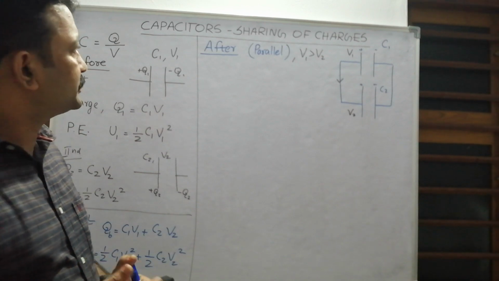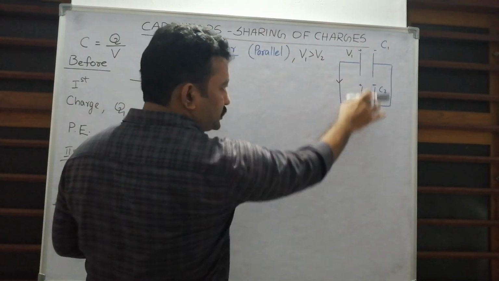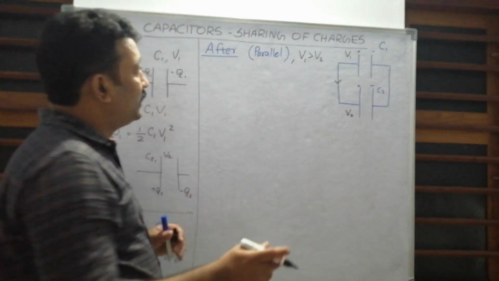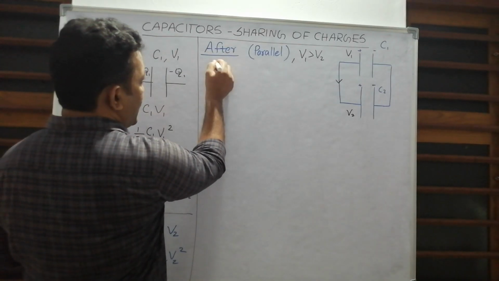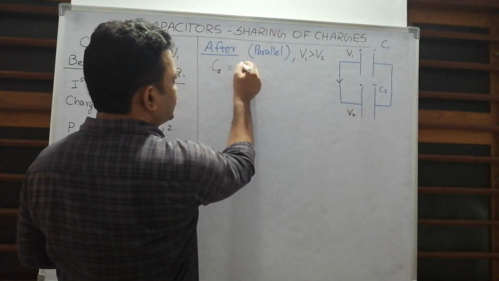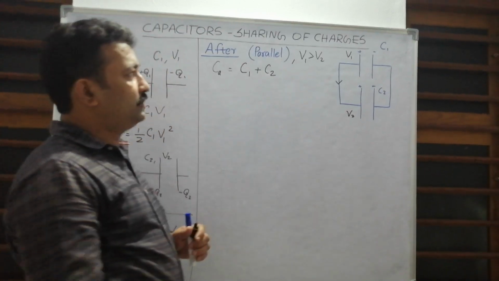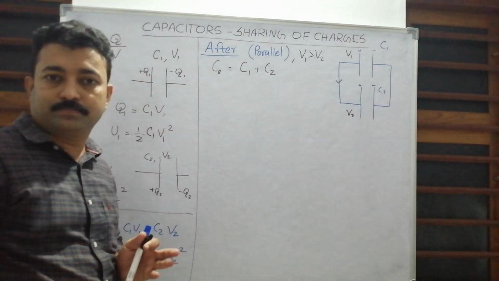So after connection, we know that this is a parallel connection of two capacitances. The effective value of capacitance, that is C after, is nothing but the sum of the two capacitances. We know that it is C1 plus C2. That will be the value of the final capacity of the system.